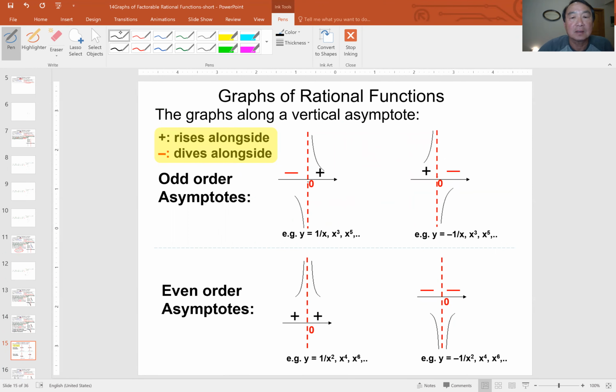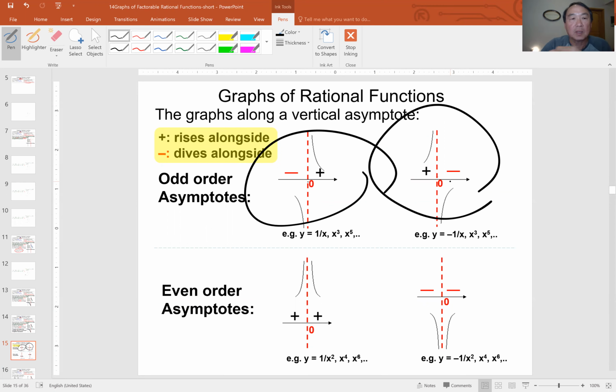And these are the cases. When it's an odd order asymptote, you have plus and minus, so you get two opposite directions. When it's an even order asymptote, we get the same directions.